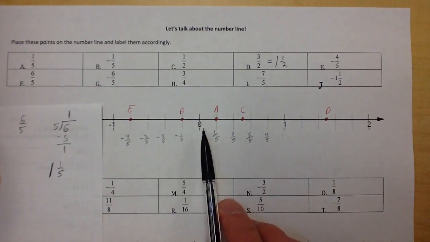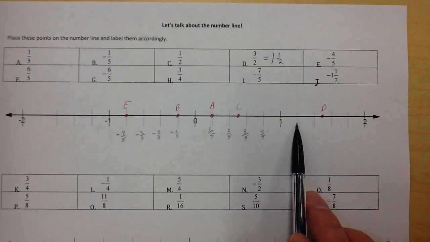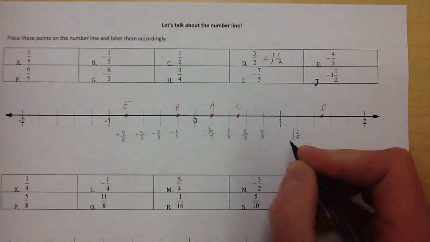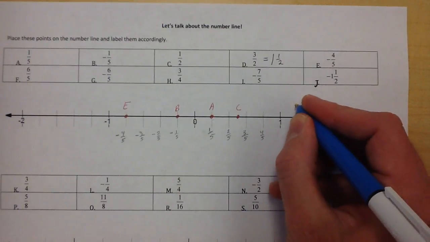Positive 1 and 1/5. So I'm going to go past 1, and I'm going to go a fifth more. And each mark is a fifth. So this is 1 and 1/5. Right here, that is the same as 6/5. This is letter F.